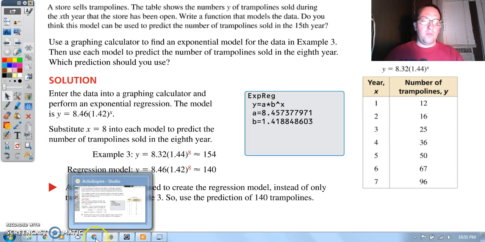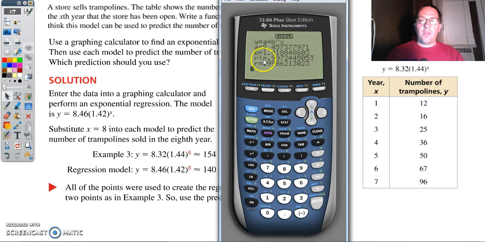Also, if you notice here, we have this R-square value. It doesn't have it on my slideshow, but it has it here. This is the correlation coefficient. It shows how close you are to the right answer. Since this is really close to 1, this is a really good answer.